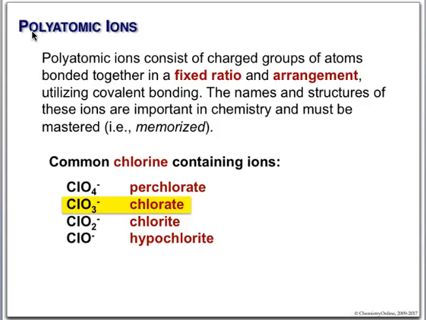Bleach, everybody uses bleach. Bleach is sodium hypochlorite, NaClO. Everyone see the pattern here. All you really have to do is remember, in this family, chlorate is our parent. It has a -1 charge, ClO3.